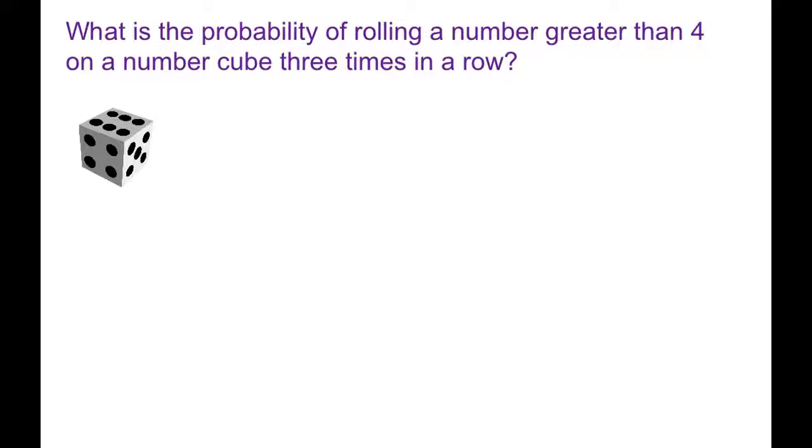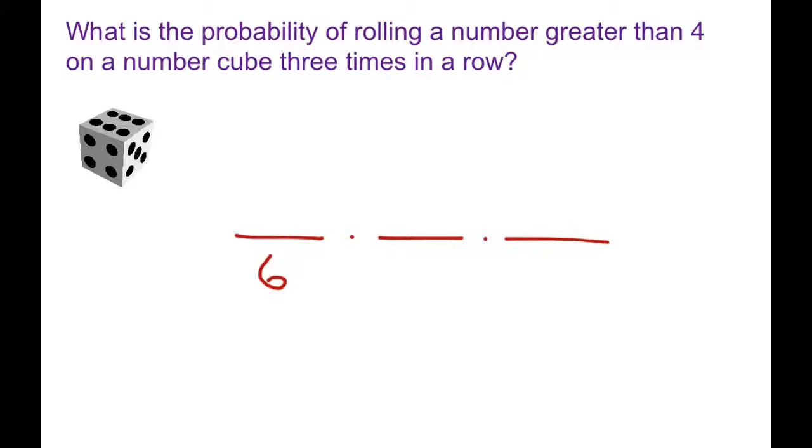What is the probability of rolling a number greater than 4 on a number cube 3 times in a row? All right, this problem's a little different. So I'm rolling 3 times in a row, so here come my 3 fraction bars. Now, there's 6 numbers on a number cube, so there's 6 things that could happen. We're looking for greater than 4.